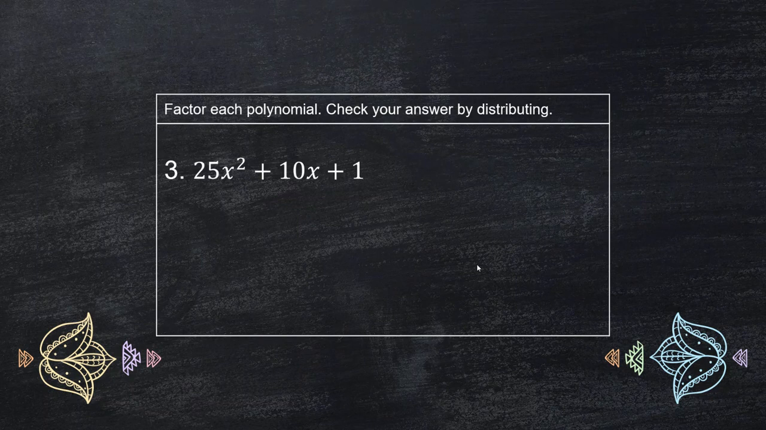Number 3, the first term, 25x squared, if we took the square root of that, we get 5x. And then for the last term, the square root of 1 is 1. Multiplying those together would give us 5x. Double that, we would have 10x. So our middle term is 10x, so it fits our pattern. So we know it will factor into the square of a binomial. And then what goes inside the binomial are the terms we wrote above with that same sign that we had in the middle.